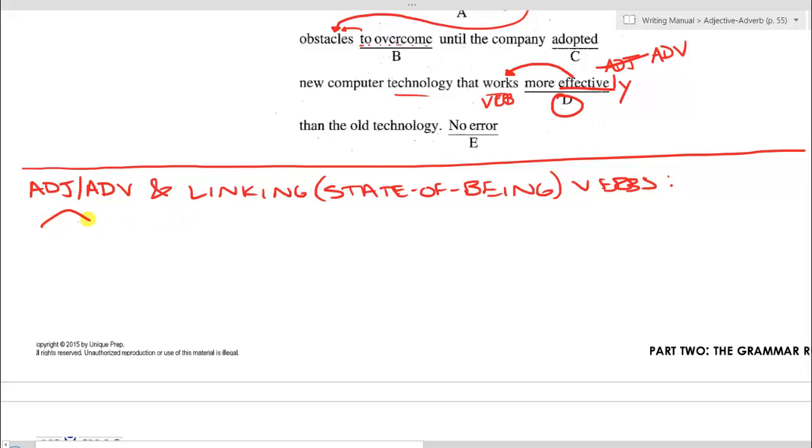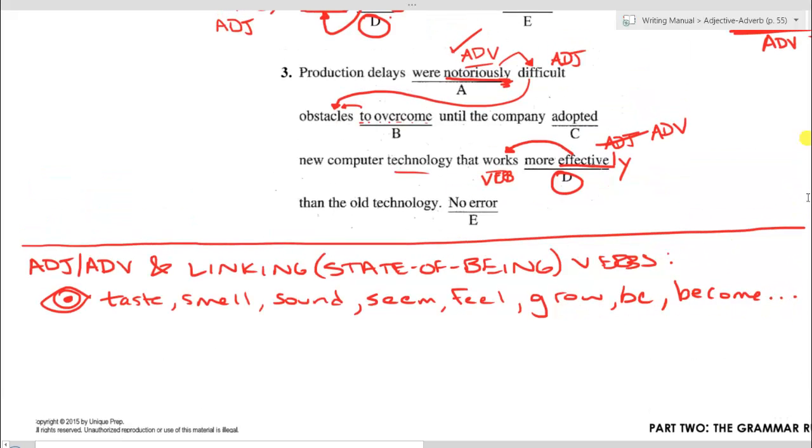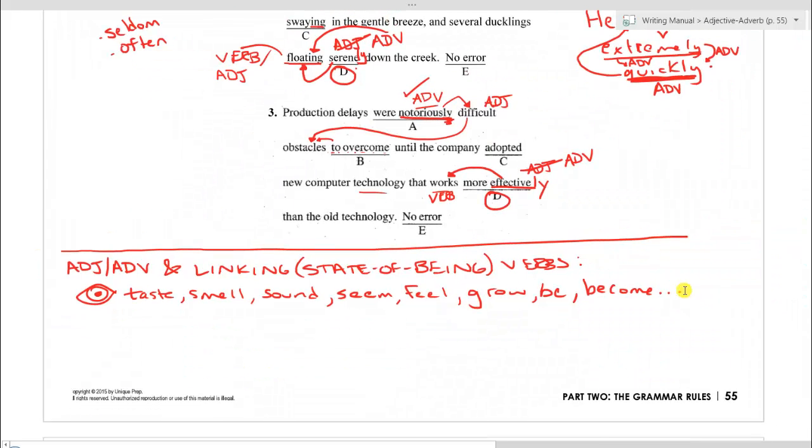Let me go ahead and give you a list of some of those right now. Taste, smell, sound, seem, feel, grow, to be, or just be, I guess I should say, since I have not put in any other twos. So be, become, those are probably the most important. Oh, one other one that you should have written down is look. So let me add that to the end here, become and look.